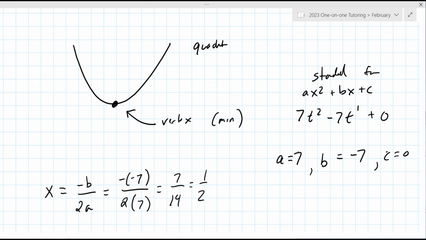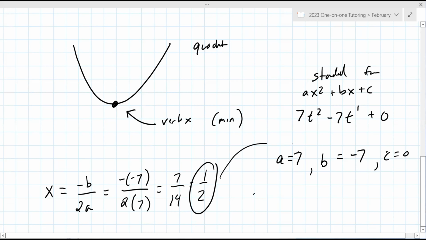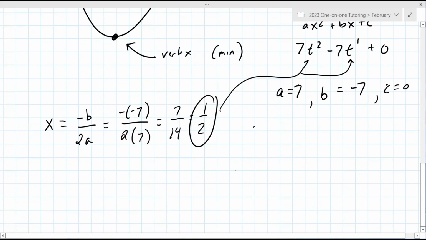All right. Now, to find the y value of the vertex, you have to take that value and put it back into the original function. So we're going to put 1/2 in for t. 1/2 squared minus 7 times 1/2.